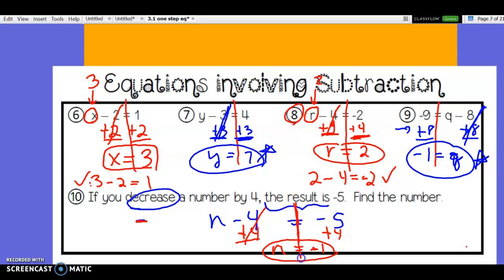Notice I drew my line coming down. Notice I added 4 on both sides to try to get that n all alone. These canceled. I drew a line through those, and I have n equals negative 1. This is all the work that I want to see on your paper.